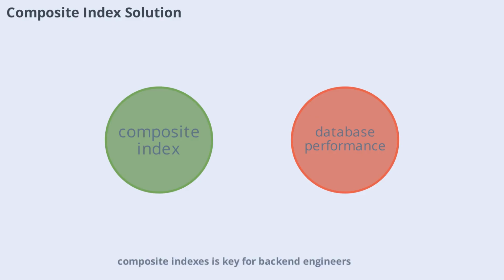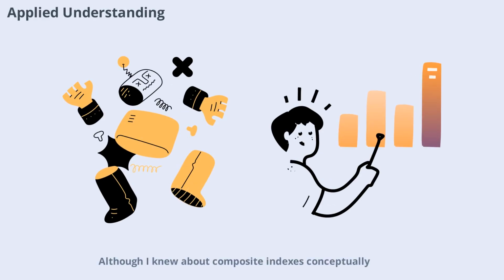Understanding when and why to use composite indexes is key for backend engineers. Although I knew about composite indexes conceptually, I hadn't applied them in real scenarios with performance constraints. The gap was not in vocabulary, but in applied understanding. This experience highlighted the importance of hands-on practice and reasoning about performance under load, not just knowing the theory. For backend roles, practical experience with indexing strategies can be the difference between passing and failing an interview.